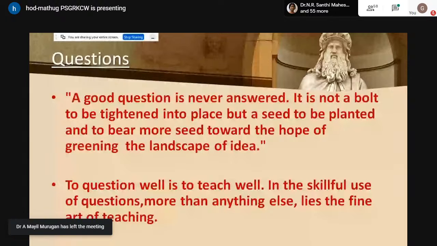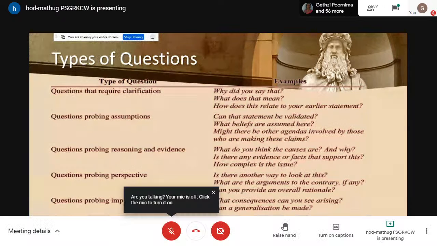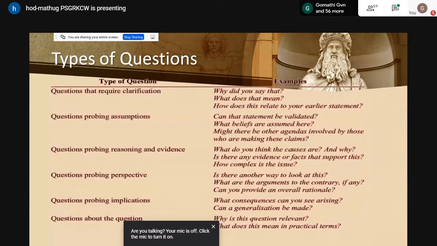So what are the types of questions? There are different types of questions you can ask. One is questions that require clarifications. Why did you say that? What does that mean? How does this relate? These are questions seeking clarifications.